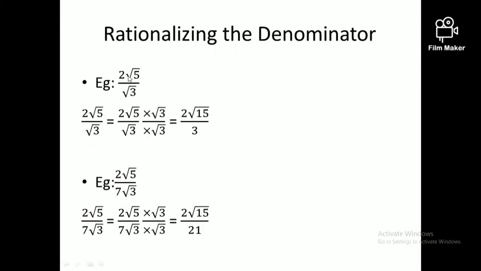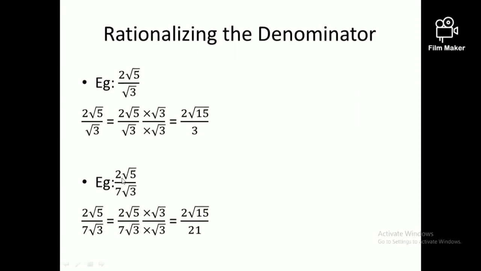If you consider 2 root 5 over root 3, what can you do? You can multiply both numerator and denominator by root 3. Then 2 into root 5 into root 3 is 2 root 15. Root 3 into root 3 is root 9, that is 3. So therefore, your answer is 2 root 15 over 3.